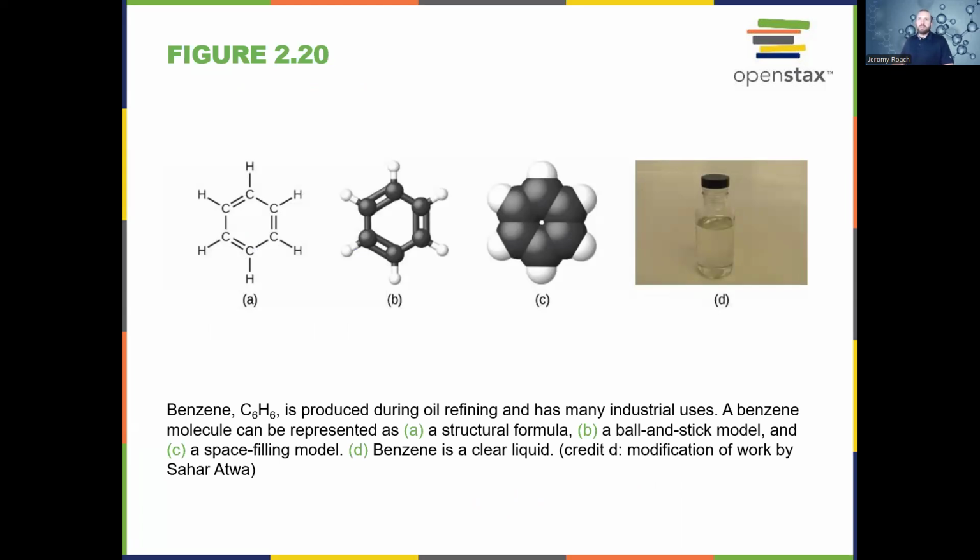Now, this slide shows benzene in multiple different forms. Again, we have the structural formula in A, B is the ball and stick model, C is the space filling model, and D is actually what benzene looks like. It's a photo of benzene. It's a clear liquid, and it's produced during oil refining, and it's used in a lot of different industrial products.